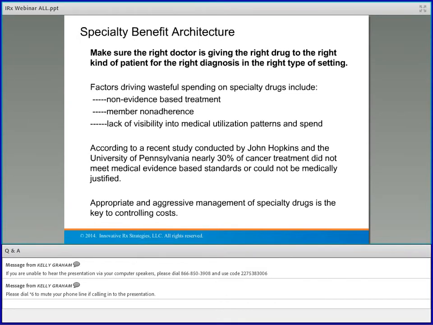I cite a recent study I was reading the other day, done by Johns Hopkins and the University of Pennsylvania, that said that nearly 30% of cancer treatment did not meet medical-based evidence standards or could not be medically justified. Well, like I said, if you're spending $100,000 plus for a cancer drug, that's not a very comforting figure when you think about whether or not this is actually going to work. The bottom line is, as plan sponsors, you need to be aggressive in terms of how you manage your specialty drug spend in order to control costs.